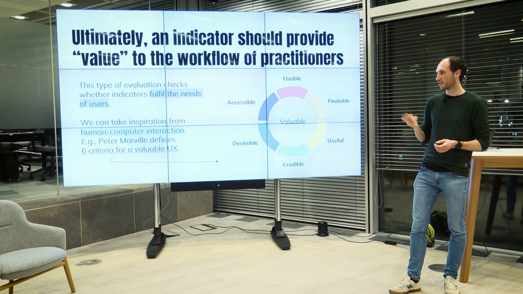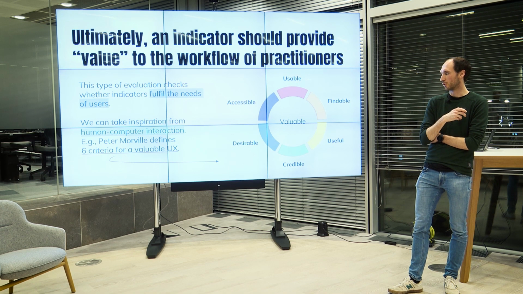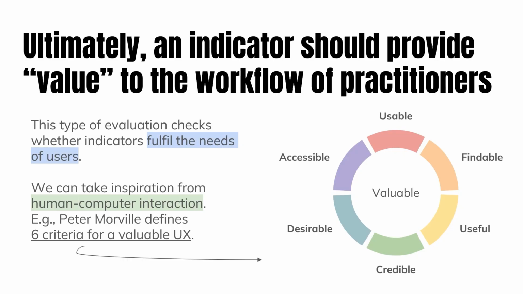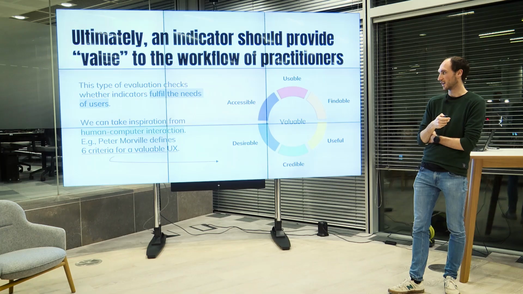Now, people have made a lot of criteria and frameworks on how to do this, but I think a quite popular framework is the user experience honeycomb by Peter Morville. He came up with these 6 criteria for a valuable user experience, which are that the information should be usable, findable, useful, credible, desirable, and accessible. And I think a lot of these criteria can actually also be applied to validating an indicator.